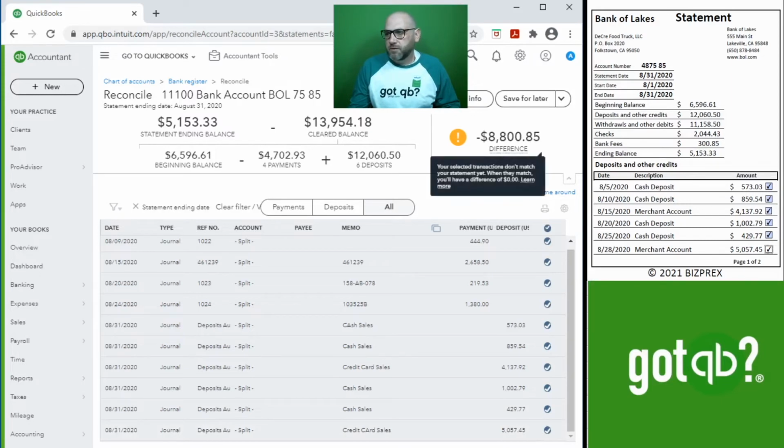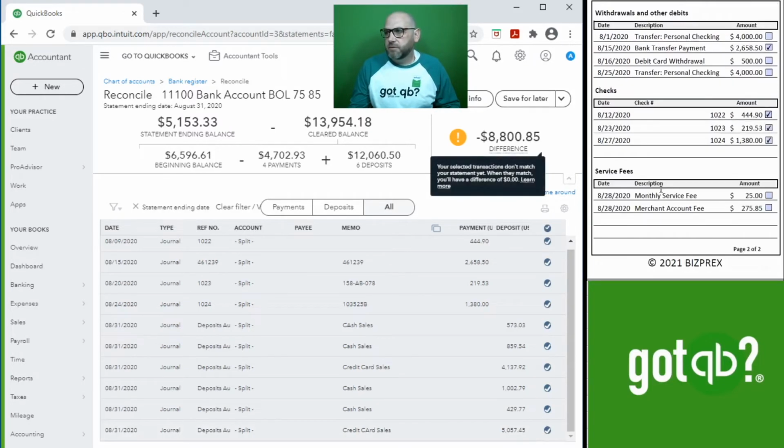Still, we have a difference. The reason we have the difference is because we haven't booked everything. Still, we have our draws. We're taking money out of our business, and then we have some fees. So let's get that done.